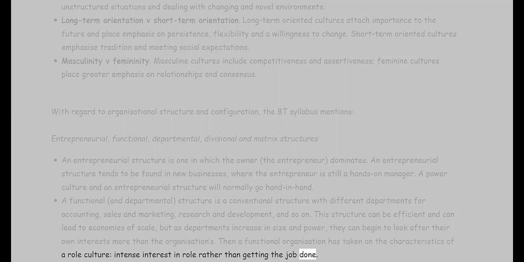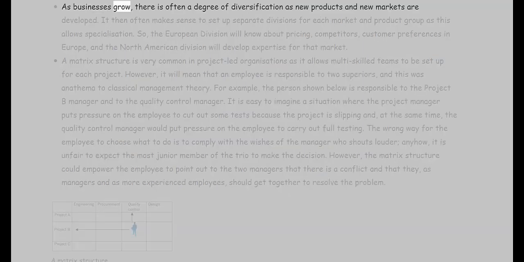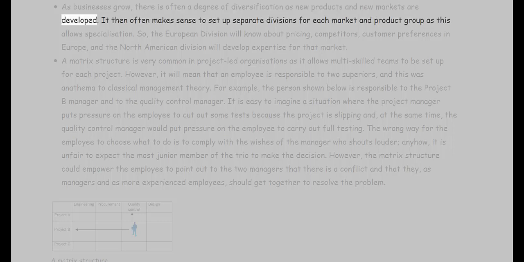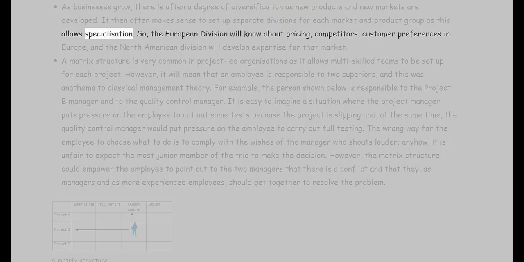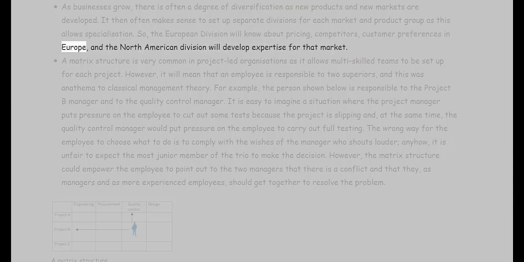As businesses grow, there is often a degree of diversification as new products and new markets are developed. It then often makes sense to set up separate divisions for each market and product group as this allows specialization. So, the European division will know about pricing, competitors, and customer preferences in Europe, and the North American division will develop expertise for that market.